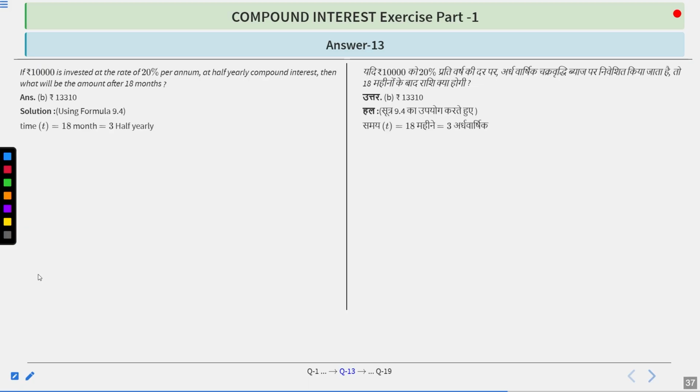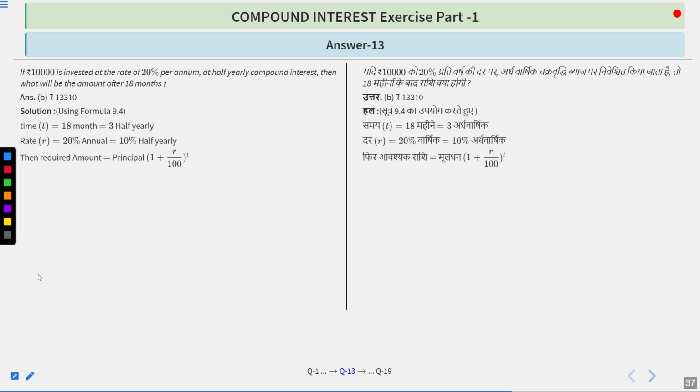Here the time was 18 months, and in 18 months there are 3 half years, so that is 3 half yearly. Rate of interest was 20% per annum, but for half yearly it is going to be half, that is 10% half yearly. Then required amount is going to be equal to principal into (1 + R/100) raised to power T, that is formula 9.4. Therefore, 10,000 into (1 + 10/100) whole cube, putting the values of P, R and T.